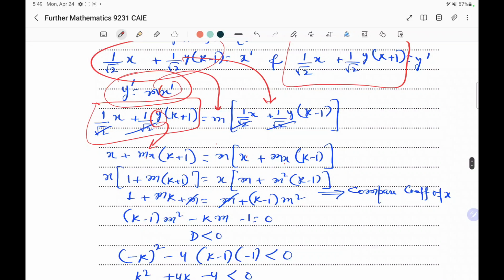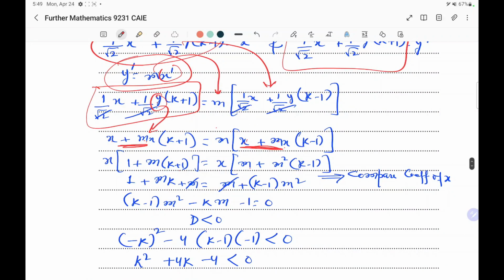minus 1. Now x I took common from here, then 1, and m times k plus 1, x again I took common, then m times 1 m, and m times m square k minus 1. Now compare the coefficient of x. So x coefficient is 1 times mk plus m, and x coefficient here is m plus m square times k minus 1, which is here.